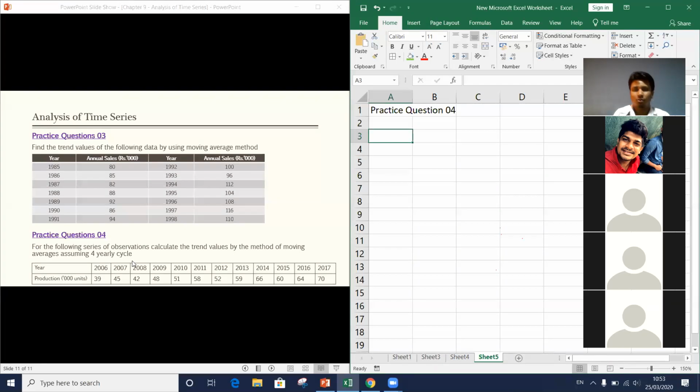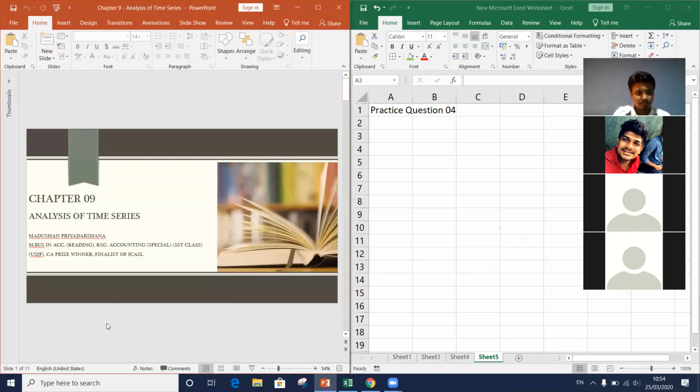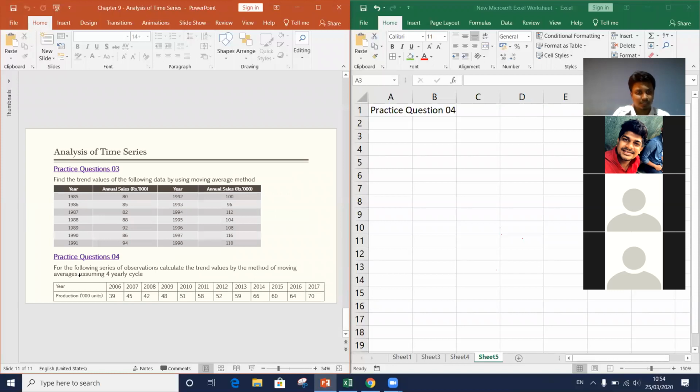Here too they don't directly give the word order. What do they say? Calculate, we need to draw the trend line using the method of moving average assuming what? 4 yearly cycle. It means we need to consider order what? Order 4. The cyclical variations show up once every 4 years. So our order must be order 4. Practice question number 4.